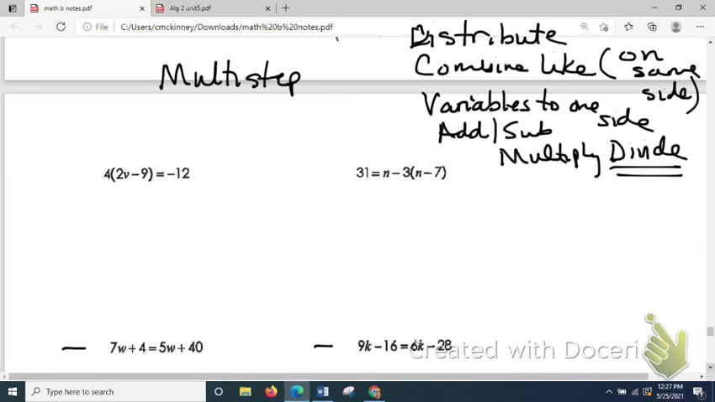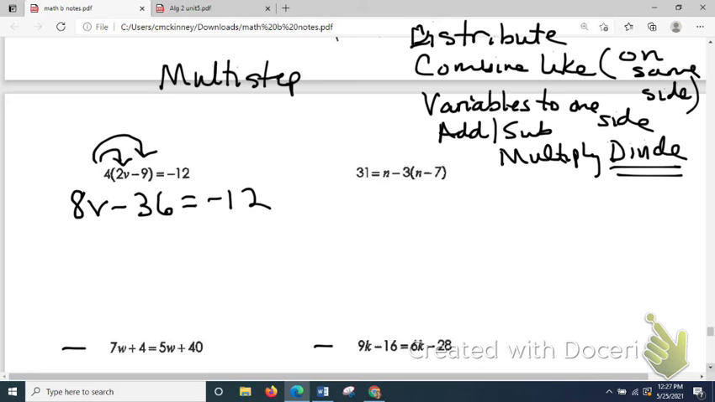All right, so to get rid of the parentheses, if there are parentheses, you want to get rid of those first. So I'm going to distribute. So this should be like your simplifying expressions. So it's like I'm simplifying the expression on each side. So this would be 8v minus 36. So I did multiply that, and then I multiplied the 4 times that.